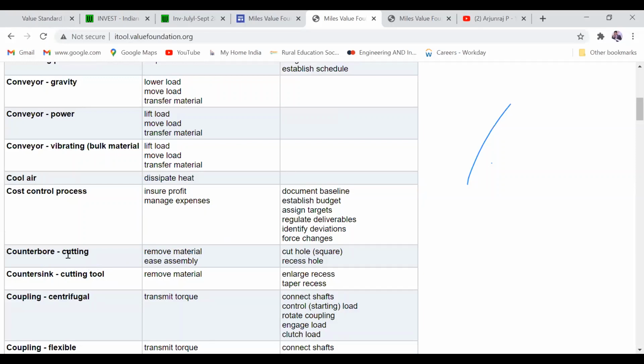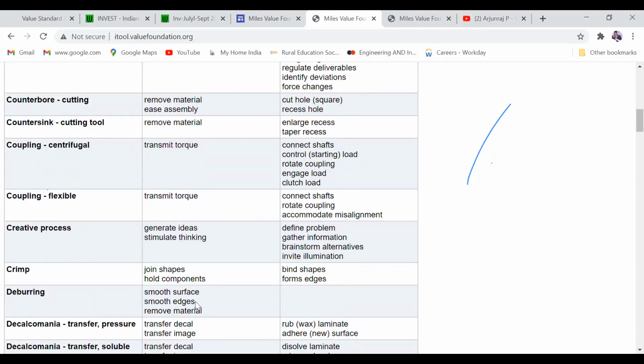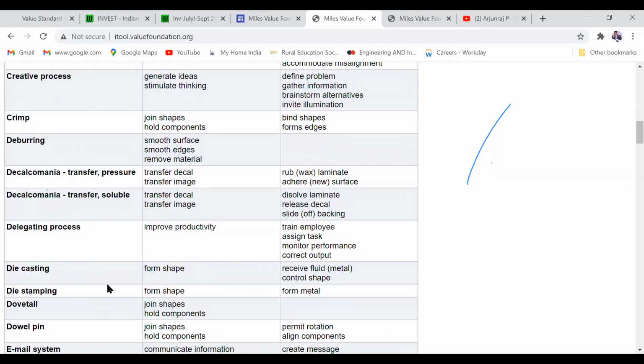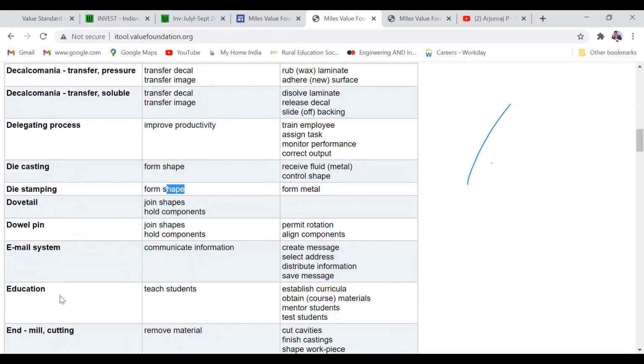Counterbore cutting. Why do you need to have counterbore cutting? To remove material. Countersinking also removes material. You have a coupling machine, a centrifugal coupling, to transmit torque. Then what else? You have a stamping machine. Why do you need a stamping machine? To form a shape. Form is a verb and shape is a noun. Die casting forms shape.